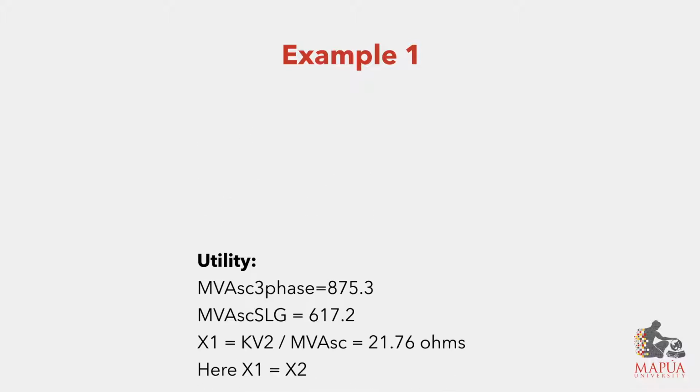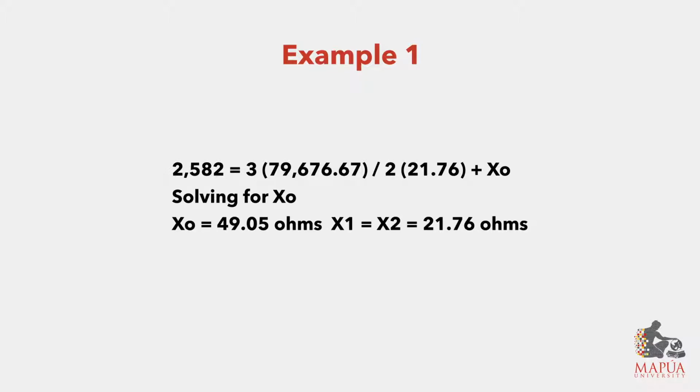2582.253. Now, solving for X sub 0, using our formula, we now know the fault current for a single line to ground fault, which is 2582, is equal to 3 times the utility phase voltage divided by 2 multiplied by 21.76 plus the value of the zero sequence reactance. Solving for X sub 0, that gives us 49.05 ohms. Our X1 and X2 are equal, which is 21.76 ohms.